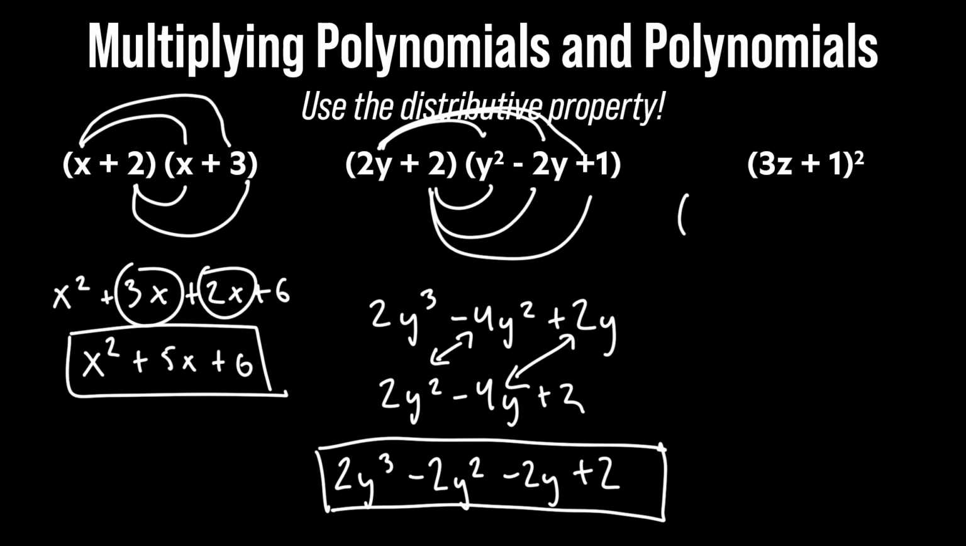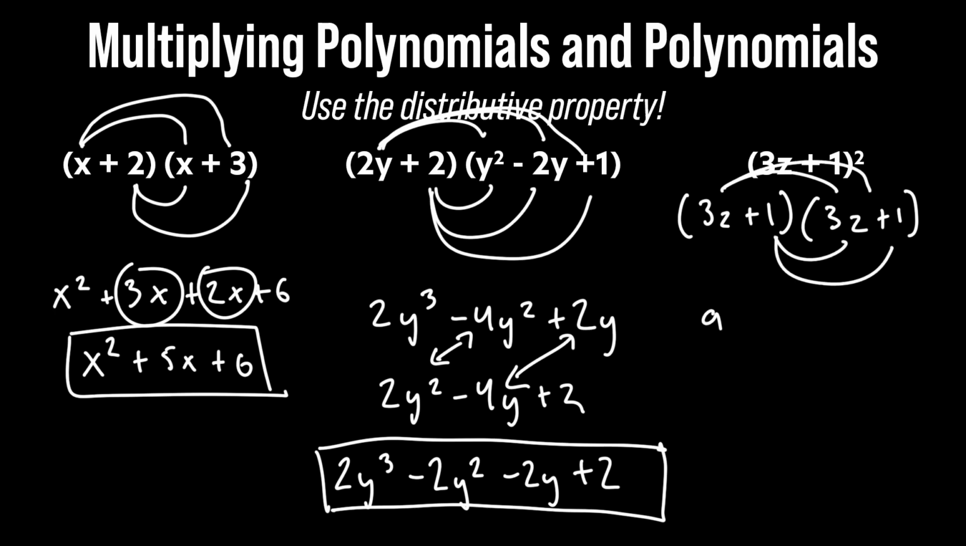You can actually rewrite this as 3z plus 1 times 3z plus 1. And you simply have to follow the same strategy. 3z times 3z is 9z squared. 3z times 1 is 3z. 1 times 3z is another 3z. And 1 times 1 is 1.